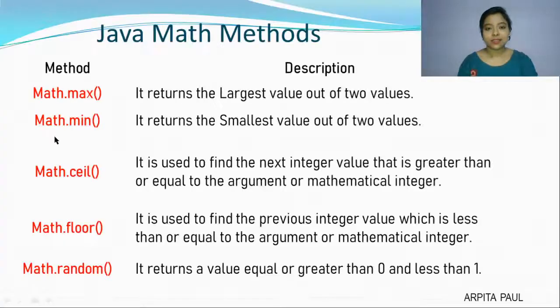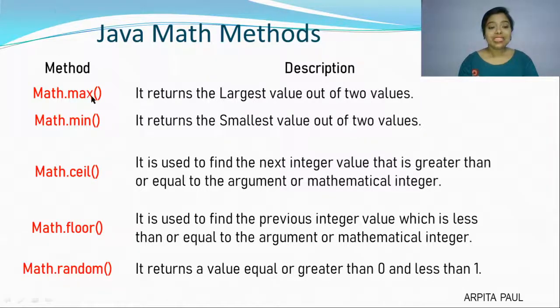The next method you can see here is the math.min method. The purpose of this min method is to return the minimum value out of two values. The working principle of the min method is the same as max, only instead of the maximum value it will return the minimum value. Let me show you the example.